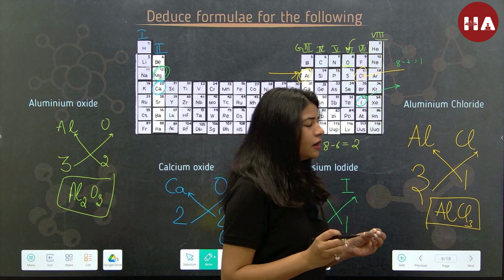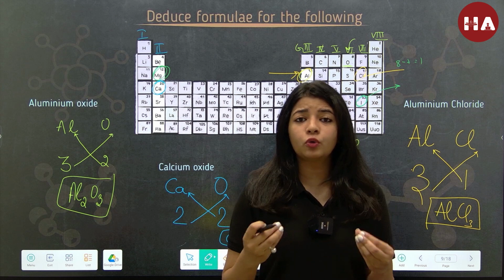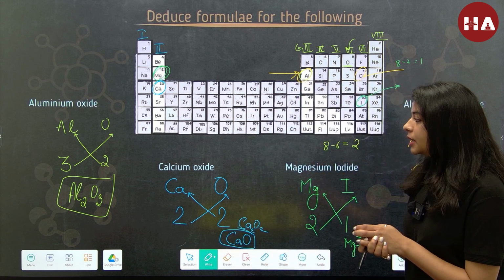I hope this is clear. These are simple examples of how to construct formulas. Quickly take a minute and write this down.